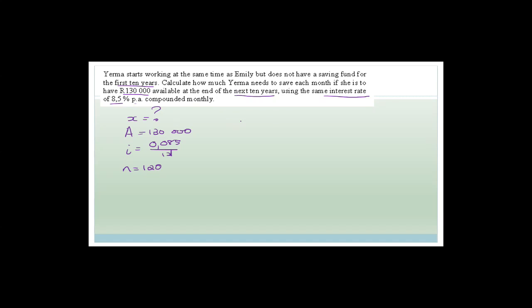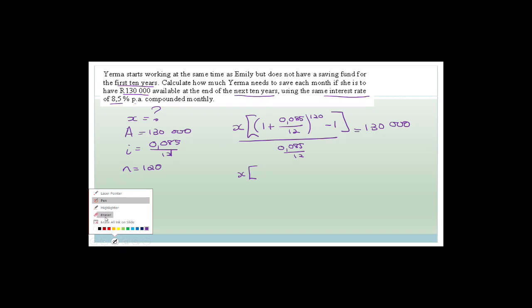So we're going to substitute into the exact same formula. We've got X multiplied by (1 plus 0.085 over 12) all to the power of 120, minus 1, all over 0.085 over 12, and that equals 130,000. And now we need to solve for X. So the first thing we're going to do is divide by this. Actually, I'm just going to do it on the calculator. The first thing I'm going to do is divide by the denominator.